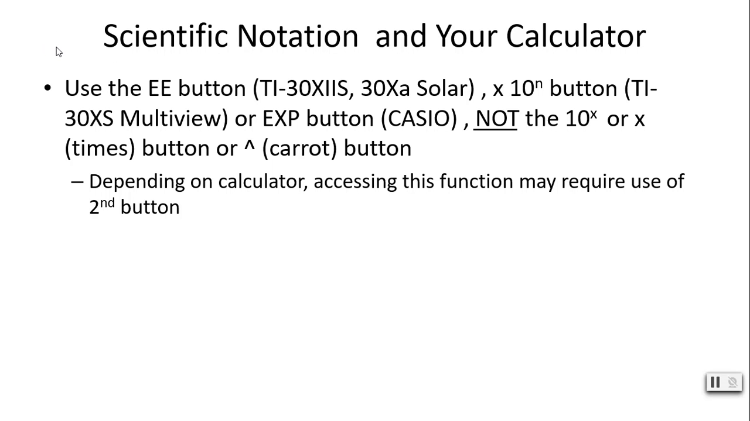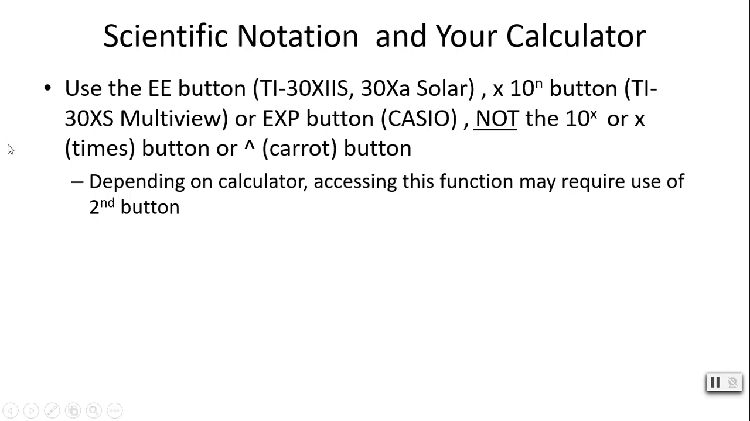So I have tried to use this slide to address the main types of calculators and how you would enter something in scientific notation. We're going to use some next slides to illustrate the types of calculators and where those buttons are. But in short, to enter something in scientific notation on your calculator, you want to use either the EE button, which can be found on this brand of TI calculators, your times 10 to the n button, if you have a MultiView, or a button that has EXP on it.